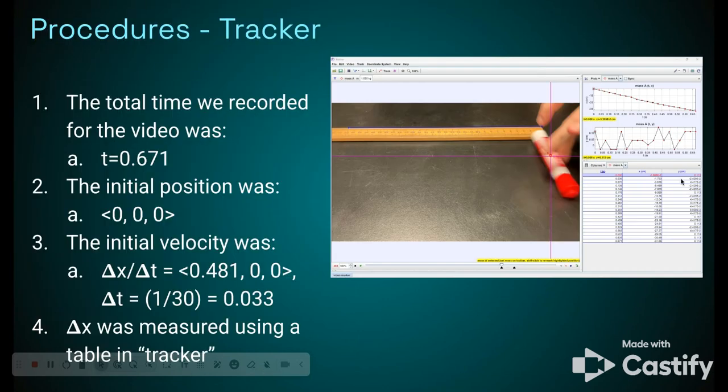In Tracker, we put the video into the program and picked a starting and ending frame. And per frame, we clicked the middle of the marker where the center of mass is to plot a point. The total time of the marker rolling was 0.671 seconds, the initial position was 0, 0, 0, and the initial velocity was calculated using the change in position from the graph and the change in time, which is 1 over 30 because the camera records at 30 frames per second. So that initial velocity was 0.48100.